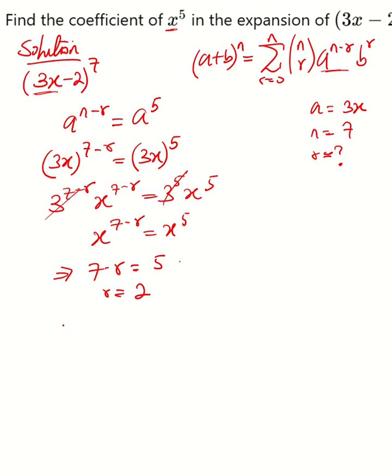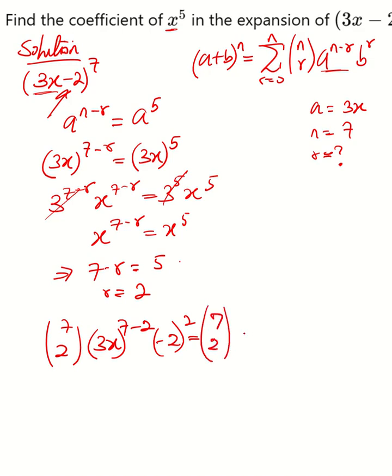So let's plug this in the formula and obtain the value. It means we are going to be dealing with 7 combination 2, times 3x to the power of 7 minus 2, times minus 2 to the power of 2, because the b here is minus 2. Can you see that? The value of b we're taking as minus 2. So this is the expression we have to simplify. That is going to be 7 combination 2 times 3x raised to power 5, times 4, because minus 2 raised to power 2 is 4.